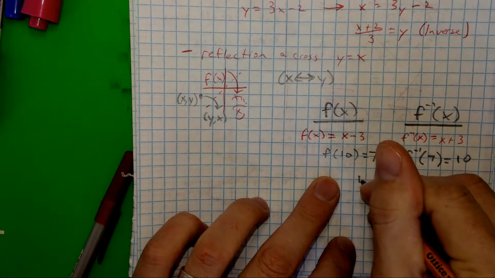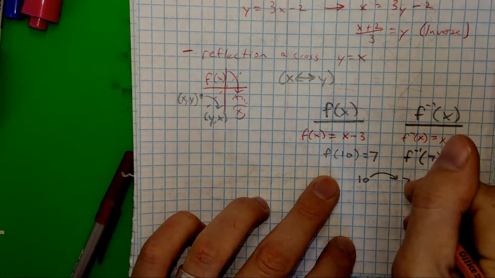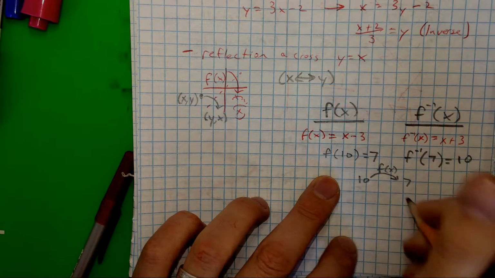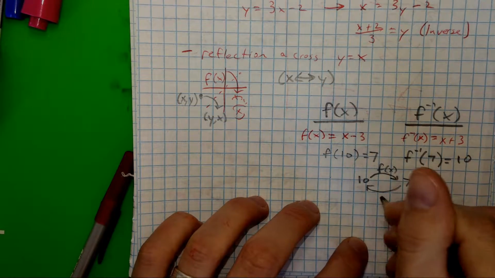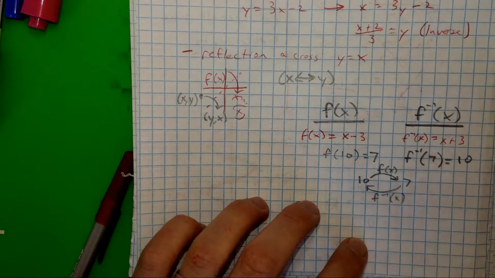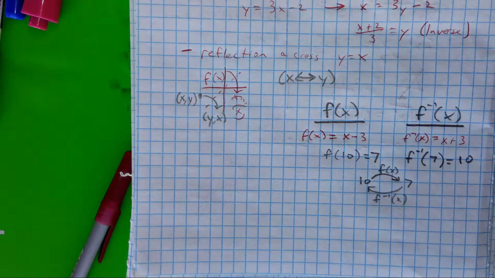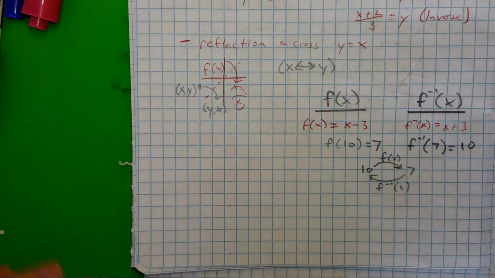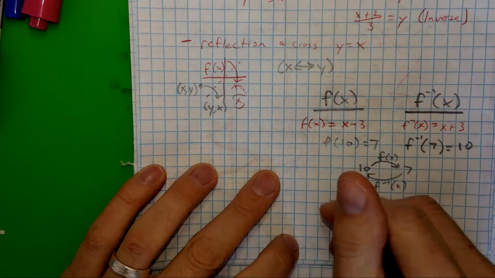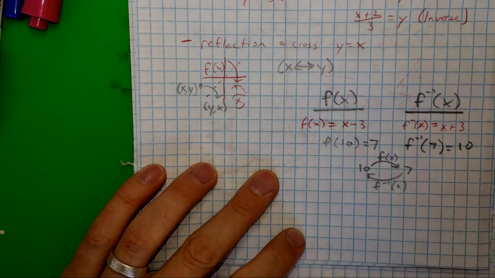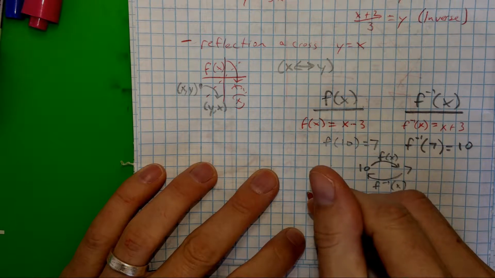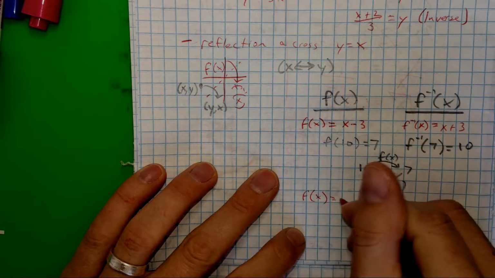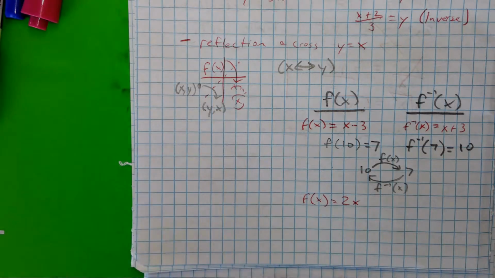So for the original function, I plug in a 10, I get out a 7. Then for the inverse, I plug in a 7, I get out a 10. Okay, so that's how inverses work. Let's try another one. What about the function 2x? So another simple one. What would the inverse function be?